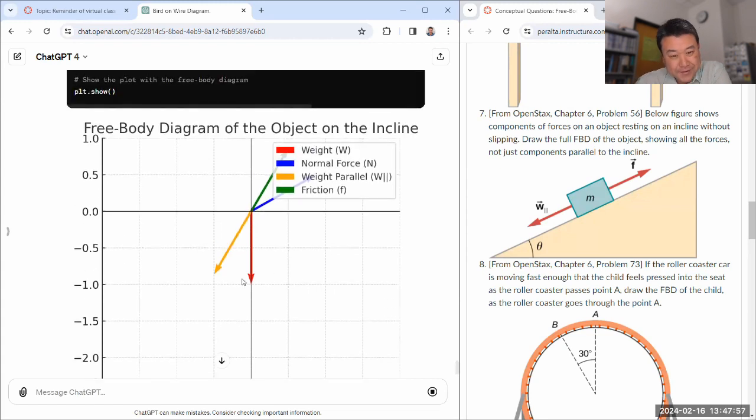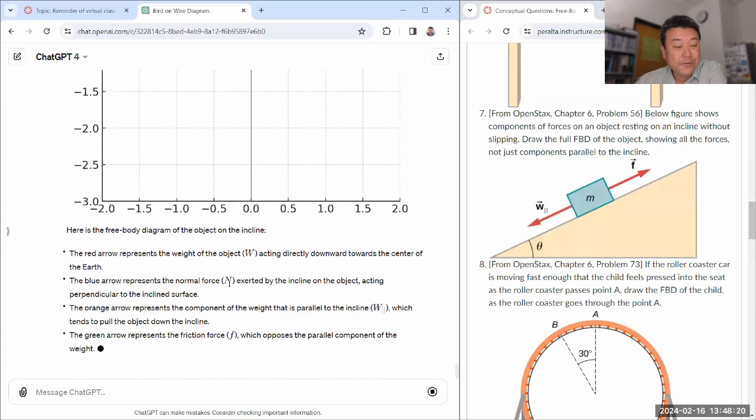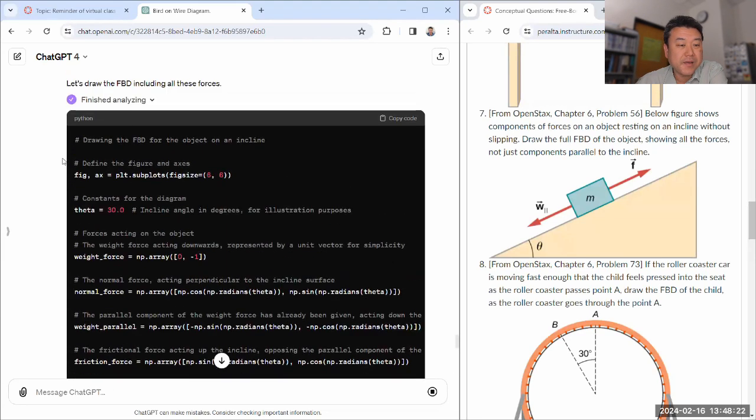Gravity is in the right direction. The weight parallel is way off. Although, left and right, left and down, maybe. Friction, okay. Actually, the relative directions of these are good. So what it's gotten completely off is the normal force. And the fact that it drew a weight parallel, it really shouldn't have drawn weight parallel. I don't know why it's so bad at inclined plane questions.